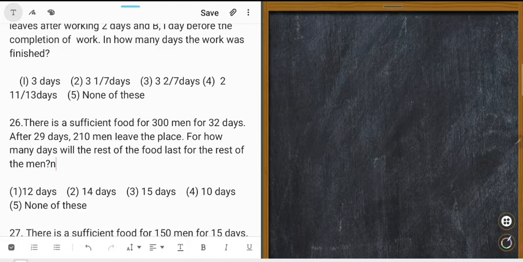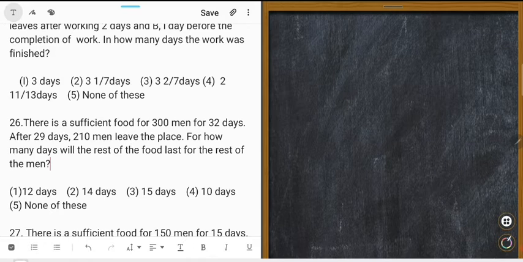There is sufficient food for 300 men for 32 days. After 29 days, 210 members leave the place. For how many days will the rest of the food last for the rest of the men?